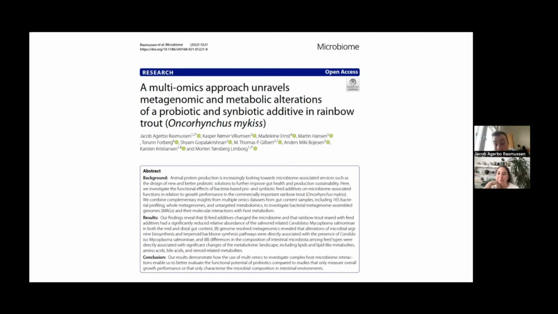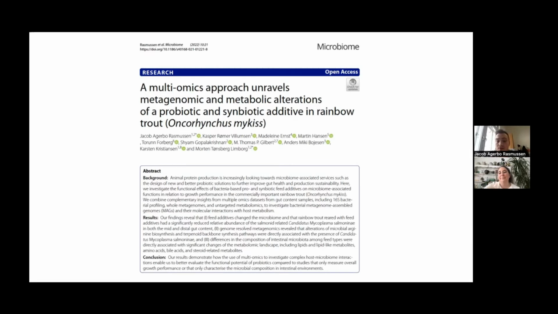Very briefly. So basically we had 3 different kinds of diets in this study. We had a diet with no additives, and then we had a diet with a bacterial additive, and then lastly we had a third diet with a bacterial additive and, what's it called, a fiber.